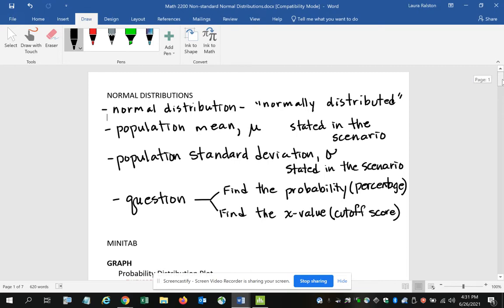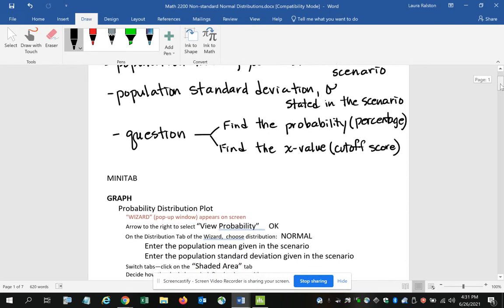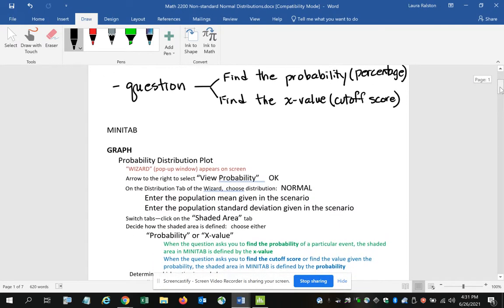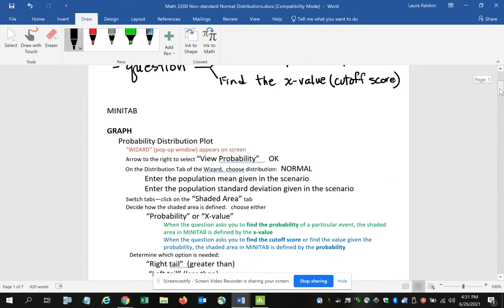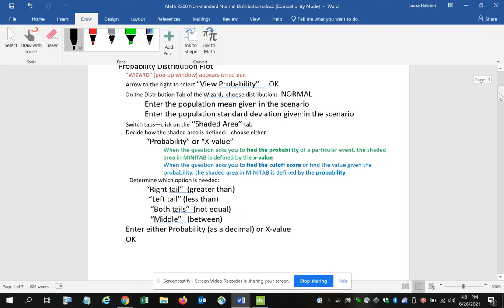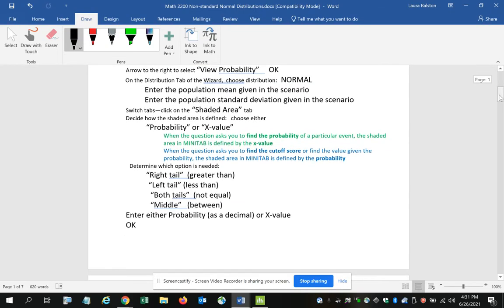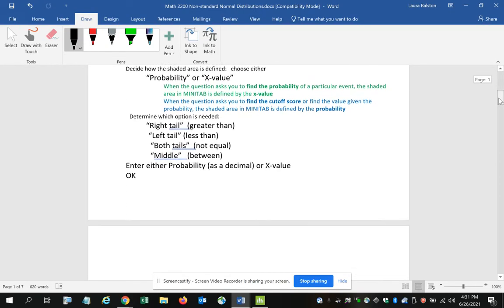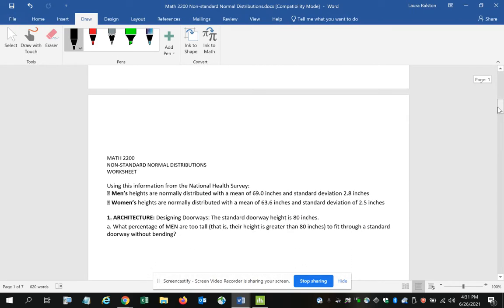I've included here the steps for Minitab. Now I'm going to demonstrate those, but I have them listed here at the beginning of this document, and I'll post it into D2L so you'll have access to it. Okay, so I'm going to scroll on down to the questions.